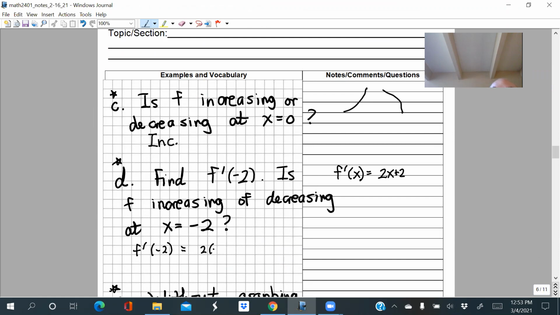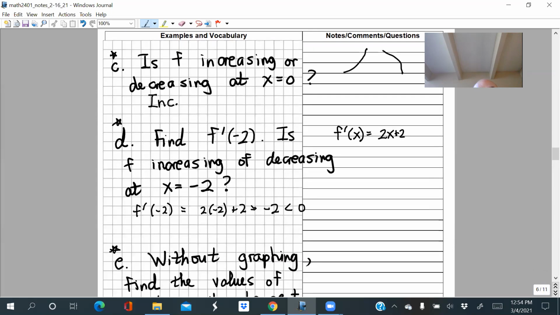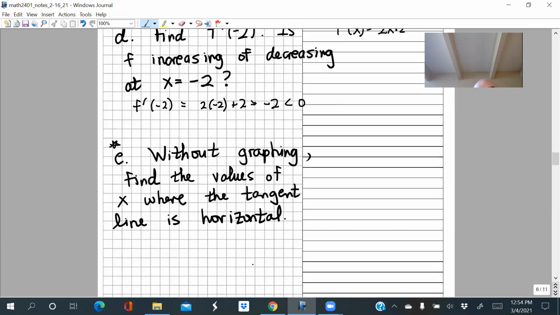So I get 2 times minus 2 plus 2, and that turns out to be negative 2, which is less than 0. So what's the curve doing at minus 2? Is it increasing or is it decreasing? So easy, right? What is it? Decreasing, right? Okay, because the rate of change is negative. Wow, let's see what other things we can answer without actually graphing.